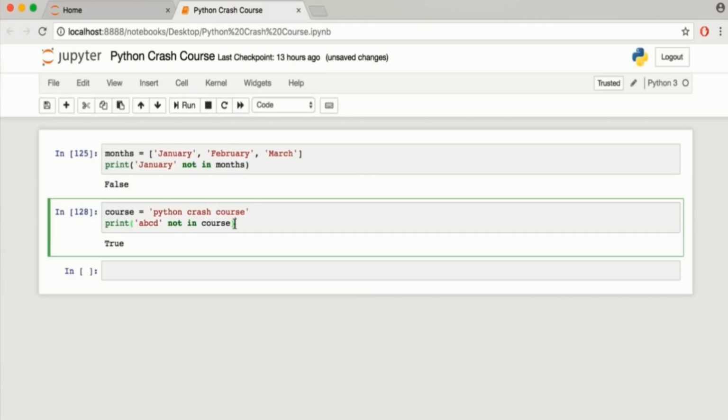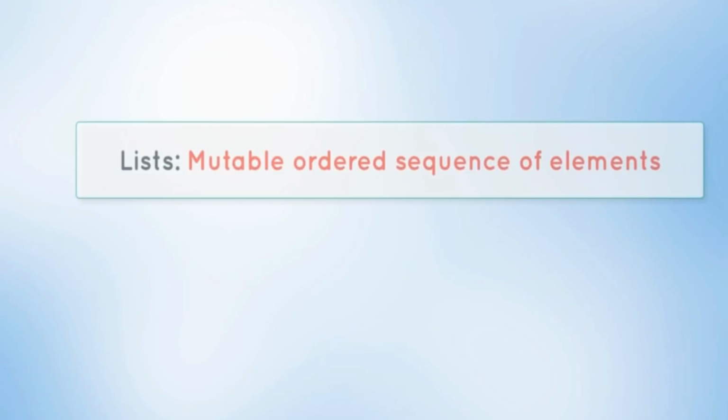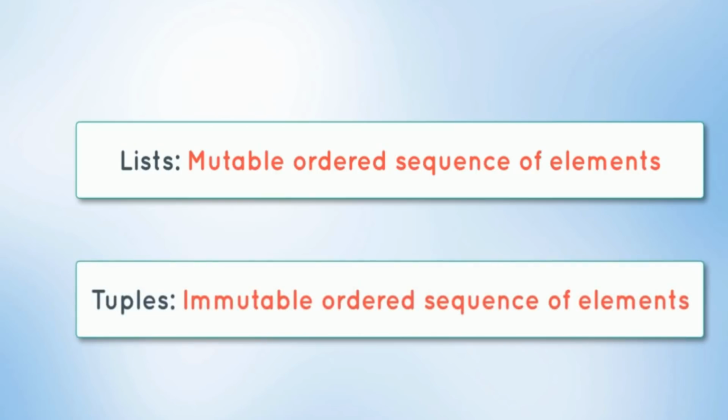That is all for membership operators. In the last few lessons, we went into a lot of depth when discussing lists, membership operators, and list methods. In summary, we discussed that lists are data types for mutable ordered sequences of elements, whereas tuples, just like lists, are immutable ordered sequences of elements.